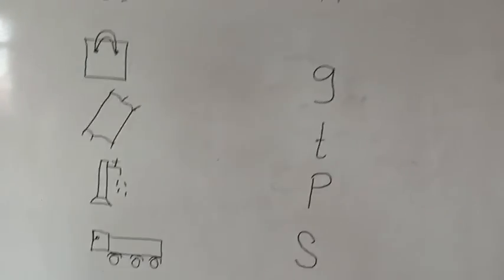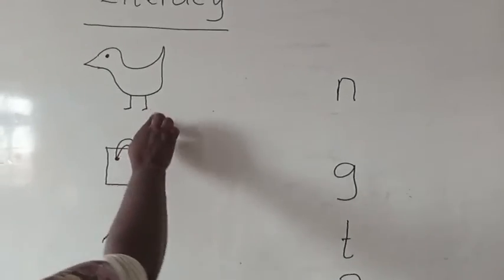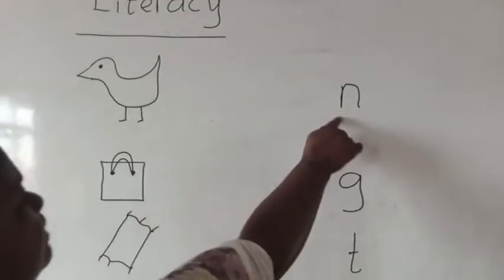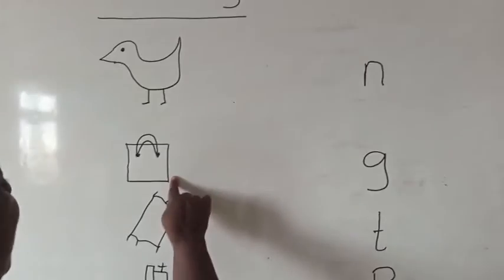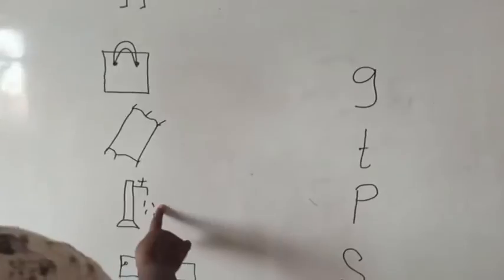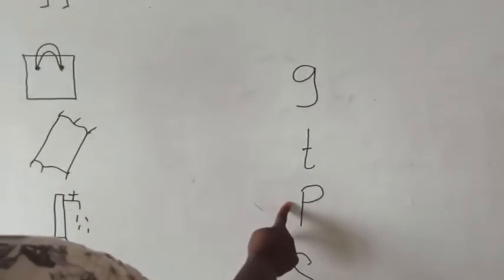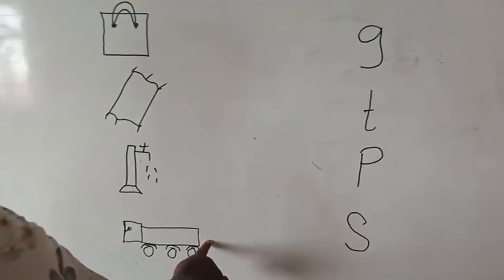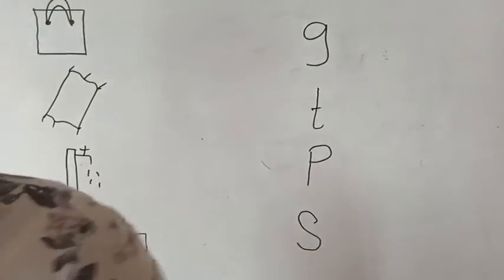Very good. Now let's take a look at the objects again. Hen. The ending sound of hen is n. Bag is g. Mat is t. Tap is p. Bass is s.